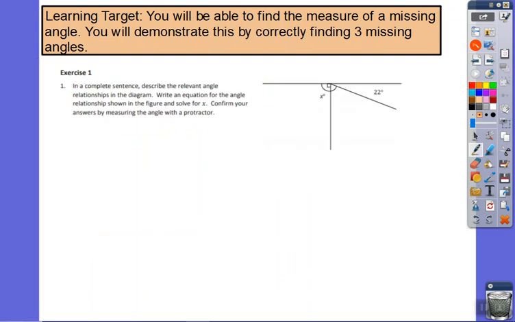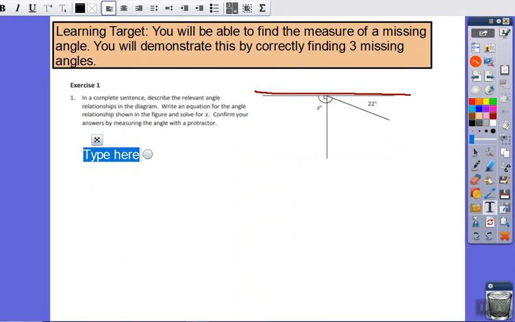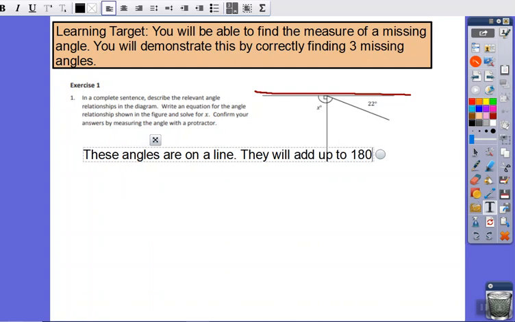So in a complete sentence, we're going to describe the relevant angle relationships in this diagram. We're going to write an equation for the angle relationship and solve for x, confirming your answer by measuring. We won't be able to do that last piece. So what I notice here is that I have a line. These angles are on a line, they will add up to 180 degrees.